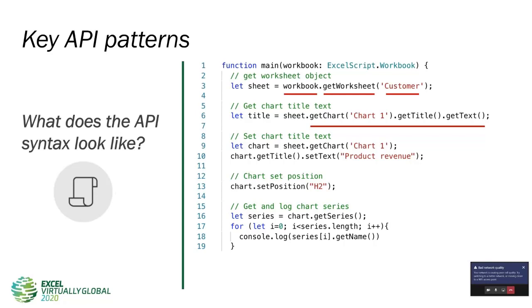Here, I just want to get the text of the title object. So you can do that all in a single line. You can also have intermediary objects, so you can reuse that.